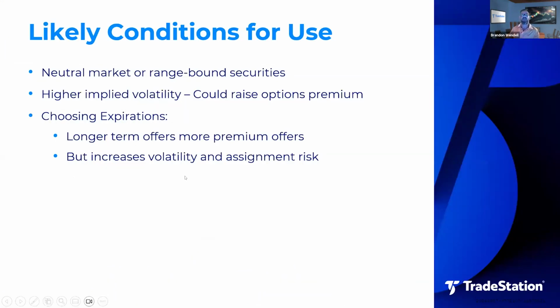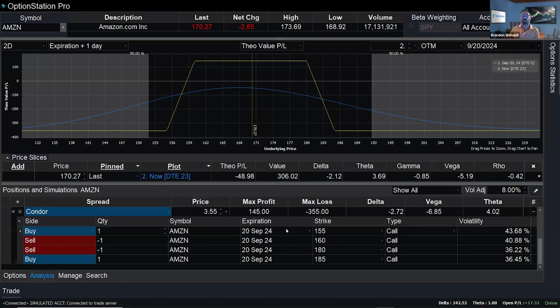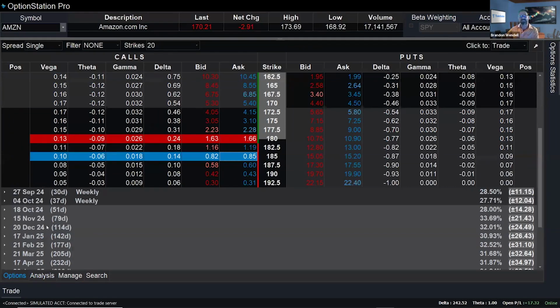So choosing expirations, when you choose longer term expirations, you have more volatility and assignment risk, and you don't get as much time decay. Shorter time frames decay faster, especially 30 days or less. So I often, when I'm looking at these, will opt for shorter expirations, 30 days or less when I'm selling, kind of as a rule of thumb, maybe 60 days at the longest.